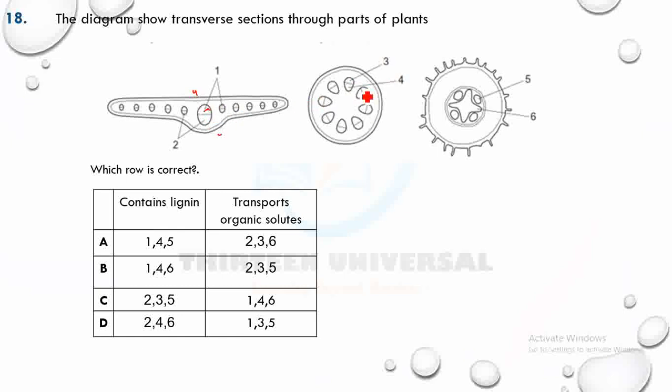Now this is a stem. You can see how the vascular bundles are arranged, almost round, circular. The one inside is xylem. Xylem is 4. So 1, 4. So this is the root. Xylem is at the center. So 1, 4, 6 is xylem, and xylem contains lignin. Which one has 1, 4, 6? Oh, that's it. See? So the other one said transport organic solute. So this contains lignin, xylem. This is phloem. Phloem should be 2, right?